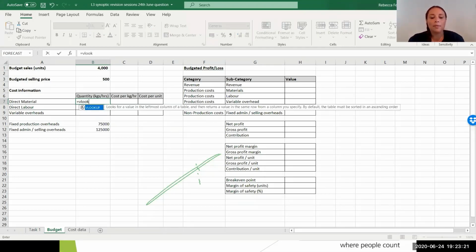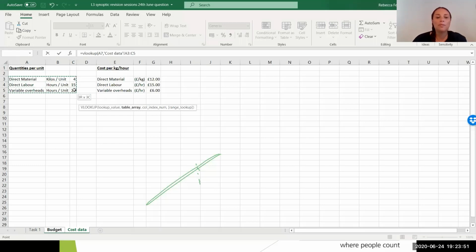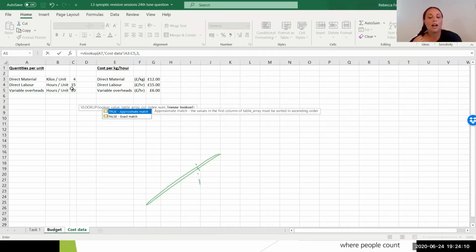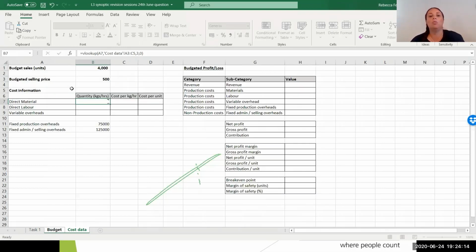So equals VLOOKUP. Open up my brackets. The first thing that's highlighted is the lookup value. I would always look it up from the spreadsheet that you are looking it up from. So because you're being asked to look it up from budget, I would click on my A7 here. As I press a comma, it then highlights the table array, which means what table would you like to look up the word direct material from? So if I click on my cost data, I'd like to look it up in this table. And I'm going to bring back the third column, so column C, which is the third column in my calculation. And as I press a comma, I pop in a 3 to say that I'd like it to bring back the third column. And as I press a comma again, it says, what else would you like to do? And I'm always going to put a 0 in there, because that's all that you will need for this exam.